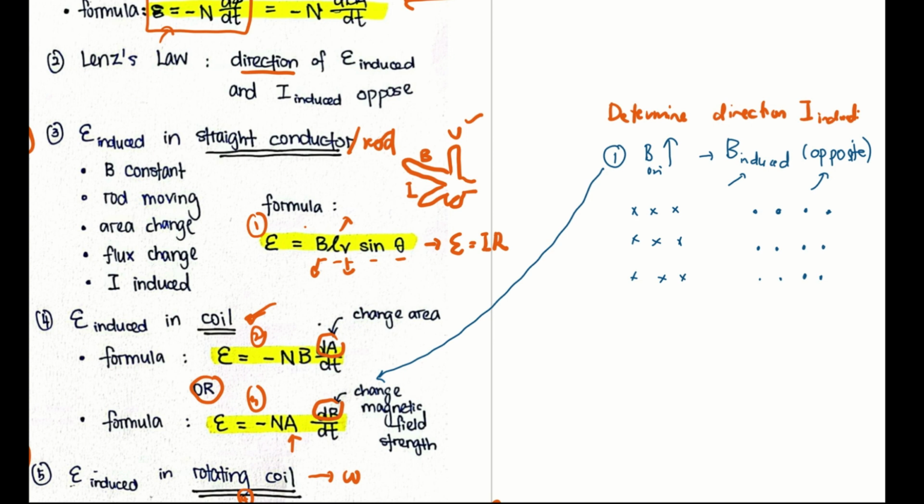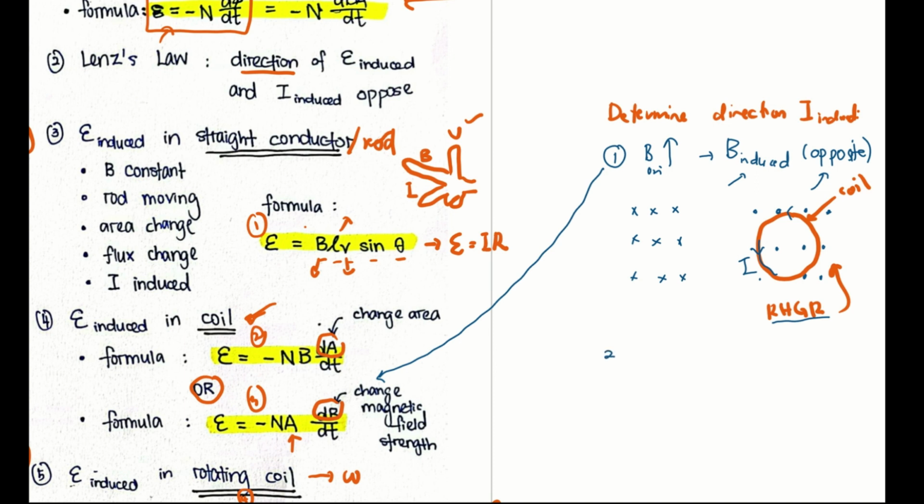For example, this is the case of a coil. If the magnetic field is out of the page, let's say this is your coil, then you apply your right hand grip rule. Your thumb is pointing out to your face because it is out of the page. Then your direction of current is anti-clockwise, from the right hand grip rule, because your magnetic field is out of the page.